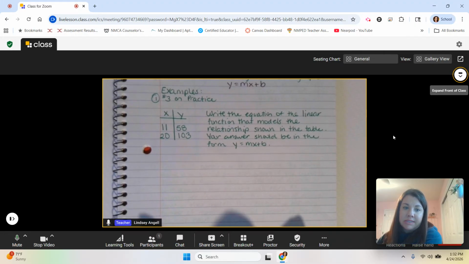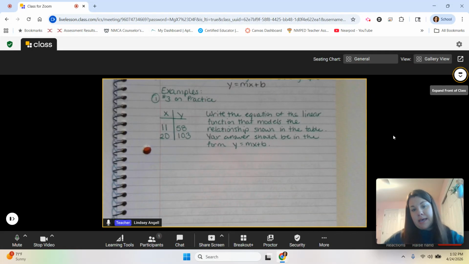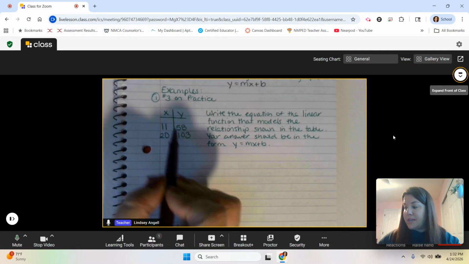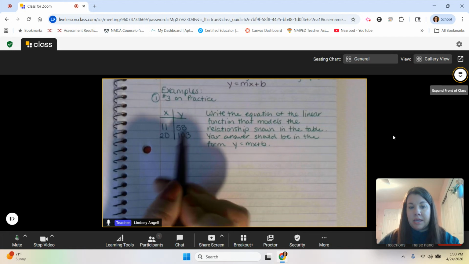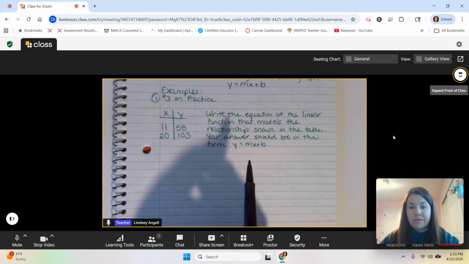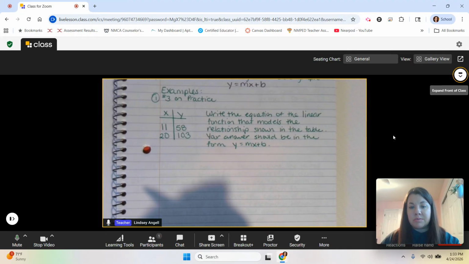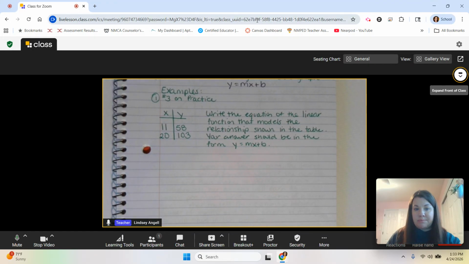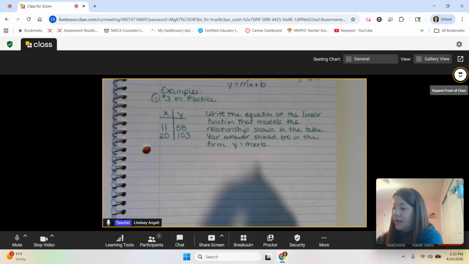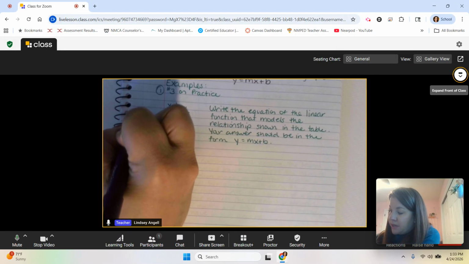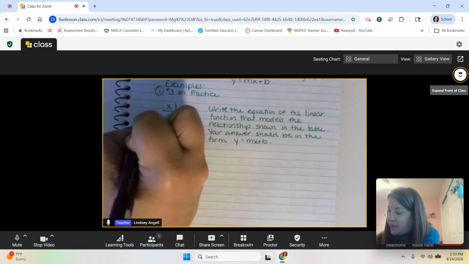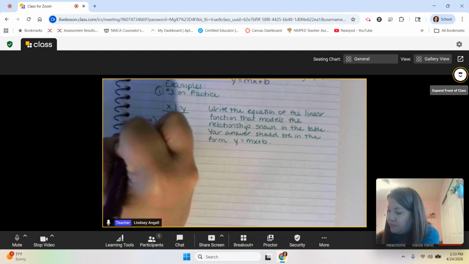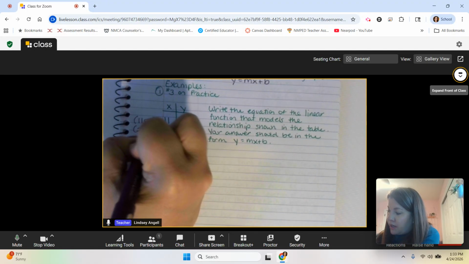This first one is number 3 on your practice. They gave us some information, some points right here. It says write the equation of the linear function that models the relationship shown in the table. Your answer should be in the form y equals mx plus b. So with that, these are 2 points. We could write these points as (11, 58) and (20, 103).